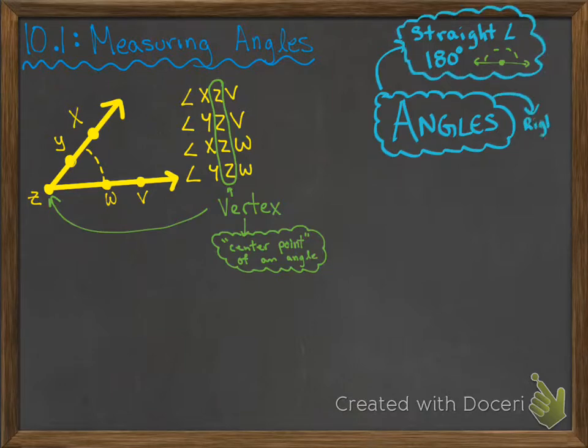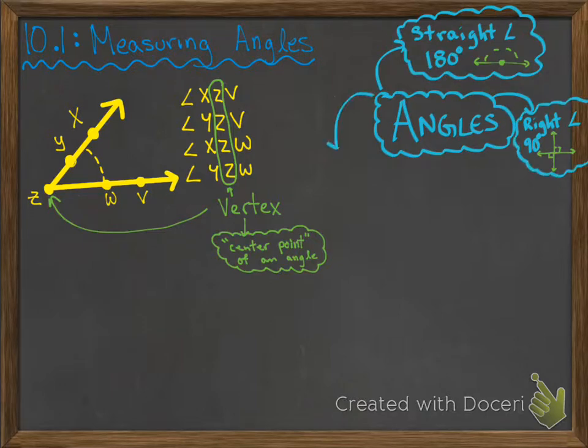Another category is the right angle. This is the angle that is exactly 90 degrees. And we show this by putting a little box in the corner of the angle to show that it is a 90-degree angle. And it doesn't have to be oriented like that. It could also be oriented like that. All that matters is it has the box in the corner, and that means it's a right angle.